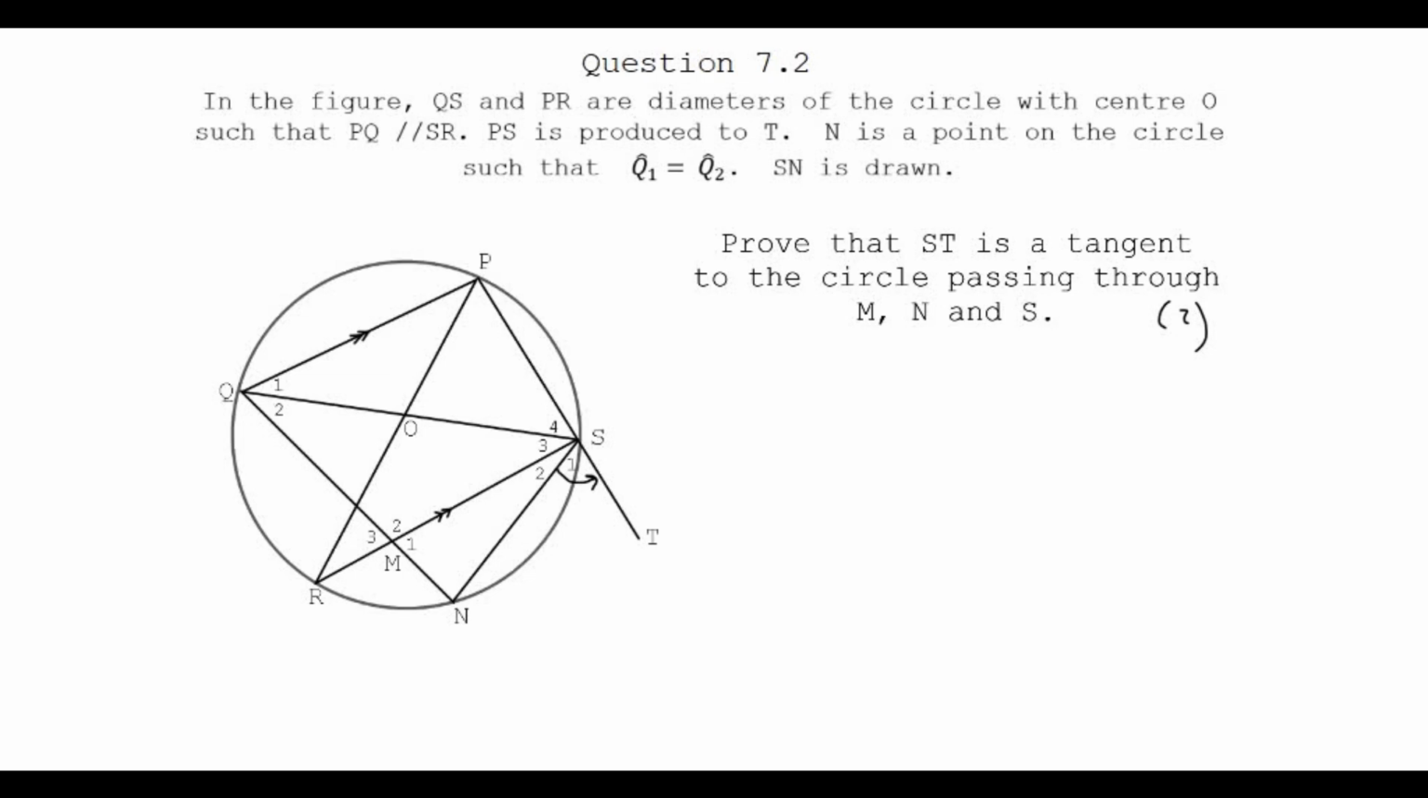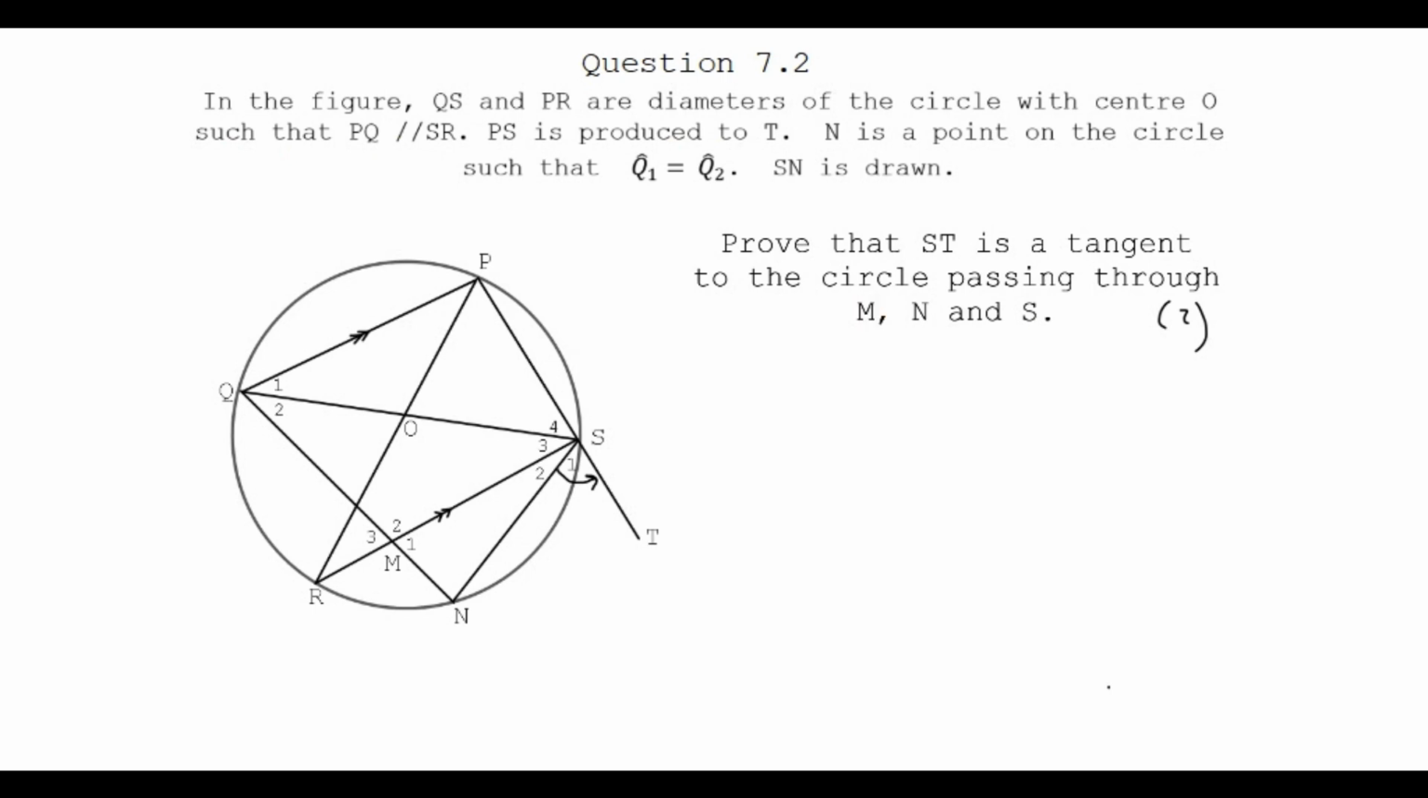Alright, let's push on. Our last question with this circle is that they have asked us, so you'll see it's the same question as before. It's question 7.2. Figure QS, PR are diameters of the circle with center O, and is produced to T. N is a point on the circle such that Q1 equals Q2 and SN is drawn. Now the question itself would be: prove that ST is a tangent to the circle passing through M, N and S.